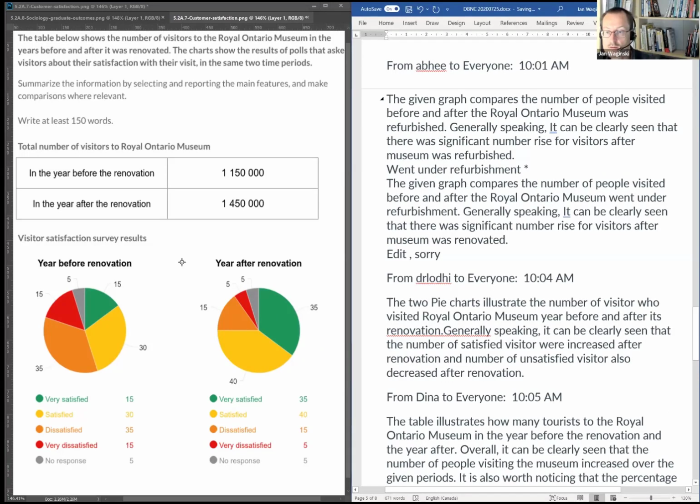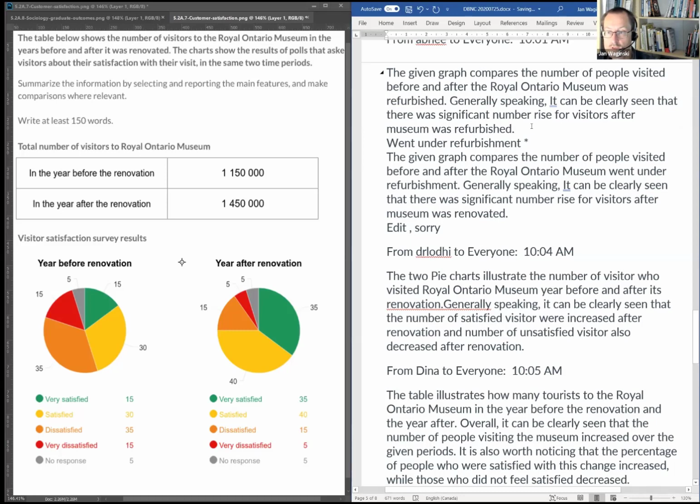Okay, Abby. A given graph compares the number of people. Good.